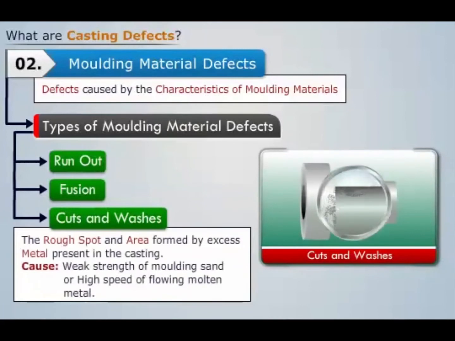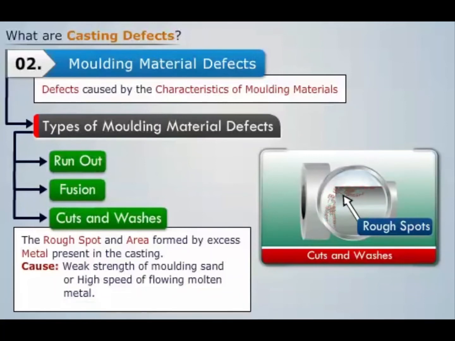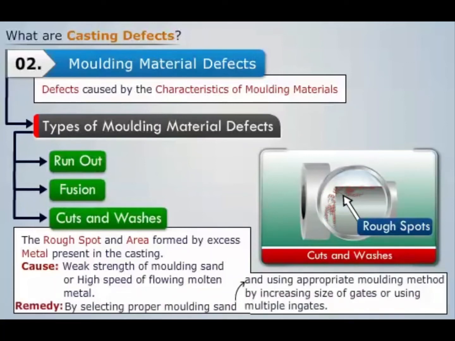Cuts and washes are the rough spot and area formed by excess metal present in the casting, caused due to the erosion of molding sand by flowing molten metal. This happens due to weak strength of molding sand or high speed of flowing molten metal. The former cause can be remedied by selecting proper molding sand and using appropriate molding method, whereas the latter cause can be remedied by increasing size of gates or using multiple ingates.